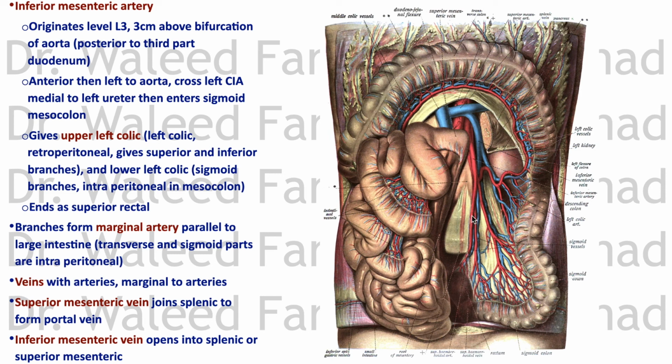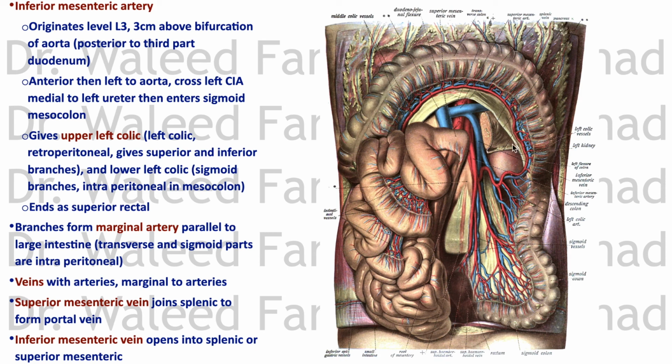But note that the branches of the main arteries supplying the intestine anastomose and form a marginal artery. See that? The marginal artery. It's well developed superiorly and on the left side. Of course, it can get a complete circle on the right side, but this is the marginal artery.